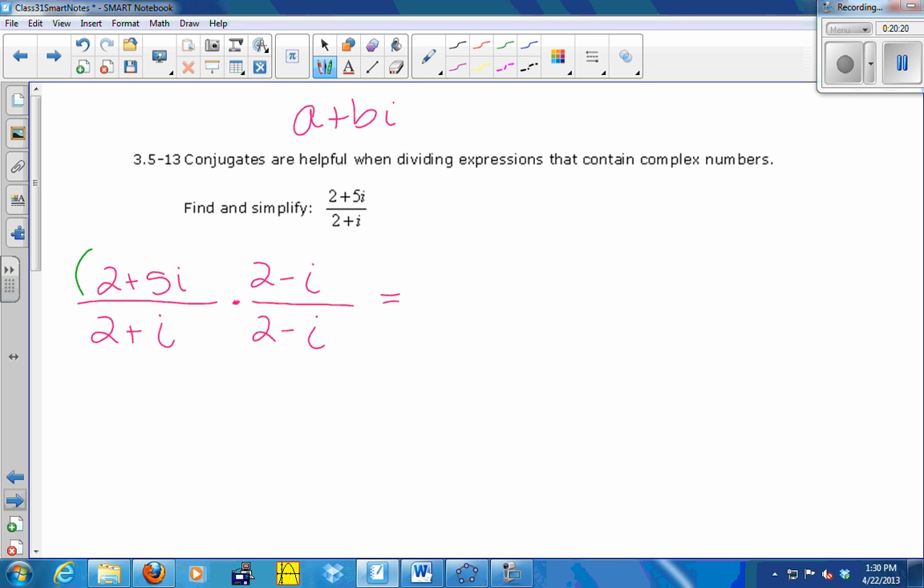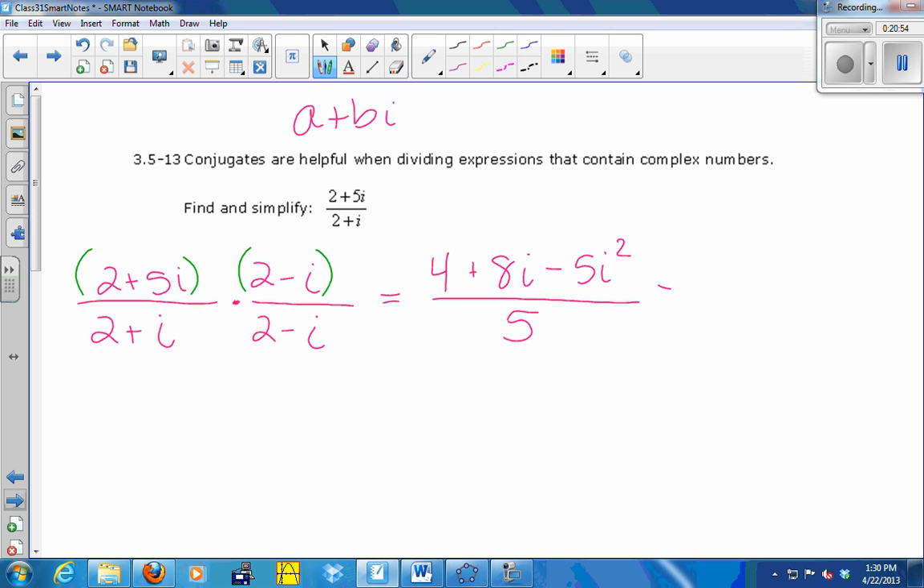So in my numerator, FOIL those two complex numbers. And we get first is 2 times 2, which is 4. Outer is negative 2i, plus the inner 10i is 8i. And then I have minus 5i squared. 2 plus i times 2 minus i should be 2 squared plus 1 squared, which is 5. FOIL those together, you should come out with 5.